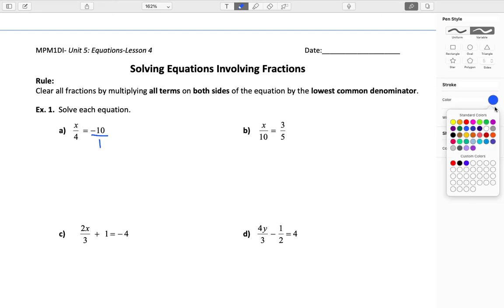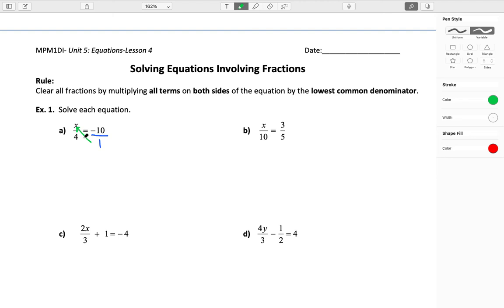If it's a fraction equals a fraction, I would recommend that you cross multiply. So on the left side, I will have 1 times x equals, on the right side, 4 times negative 10. After you crisscross, 1x, which is x, is equal to 4 times negative 10, so negative 40. And that's how your final answer will look.